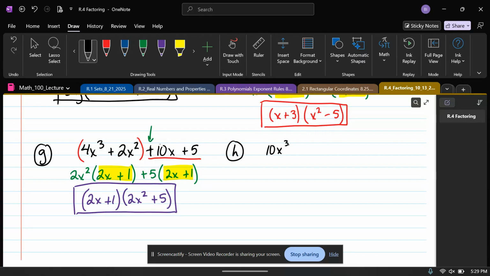10x cubed minus 6x squared plus 25x minus 15. See if you can get that one factored. It isn't too strenuous, I think. It's not too bad.